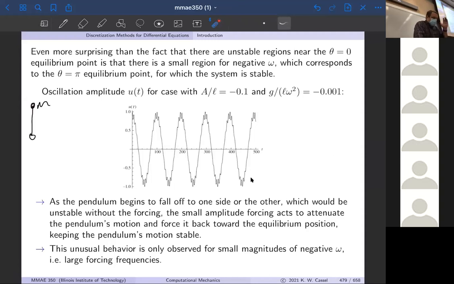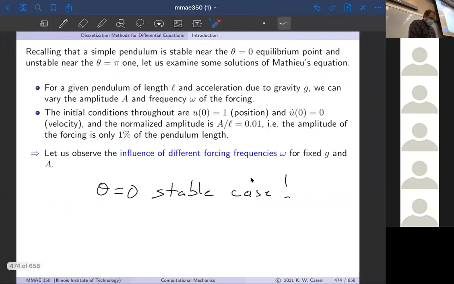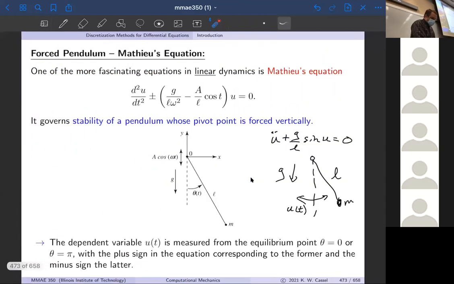So again, the question, can I stabilize my vertical pendulum by forcing it up and down? And the answer is yes. So this is A over L is minus 0.1. G over L omega squared is minus 0.001. So the fact that this is negative in both cases means that it's sticking straight up. That's the negative sign. I didn't point it out in my Mathieu equation, but here this plus minus corresponds to plus is down, negative is up.